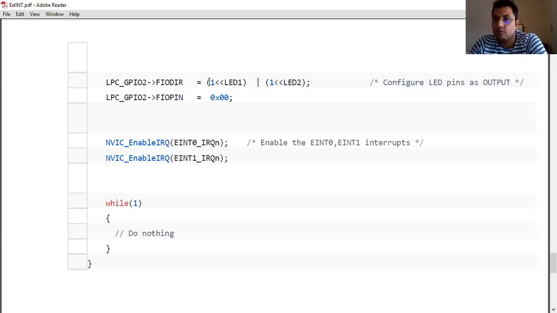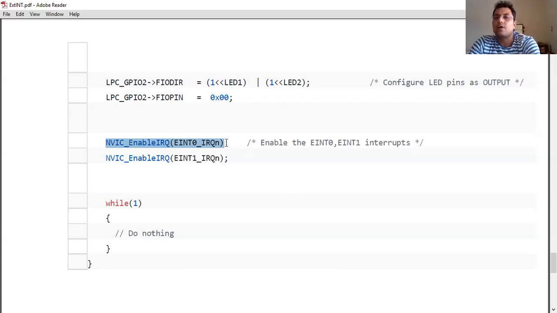So here you are defining the direction. Writing 1 over those positions in the FIO direction register amounts to setting the direction. So 1 means output direction, 0 means input direction. So here 1 for LED 1, 0, 1 for 0. So in the FIO DR direction register corresponding to GPIO 2, we have set the direction as output direction. Initially we have set all the pins as zeros when nothing is on, and here we are enabling the corresponding interrupts.